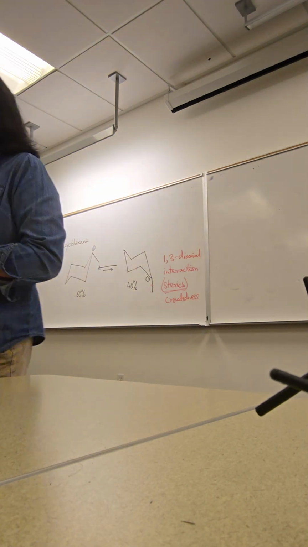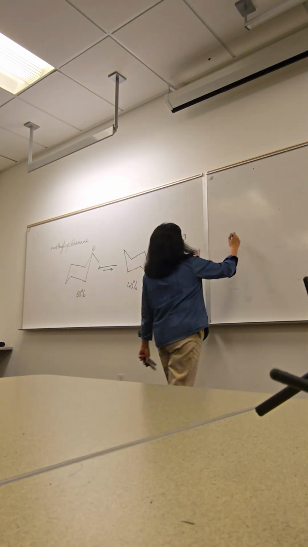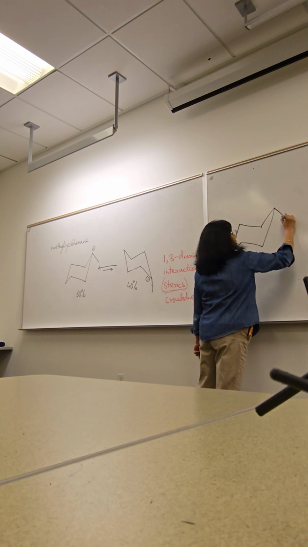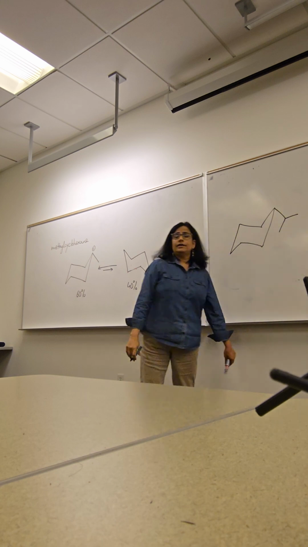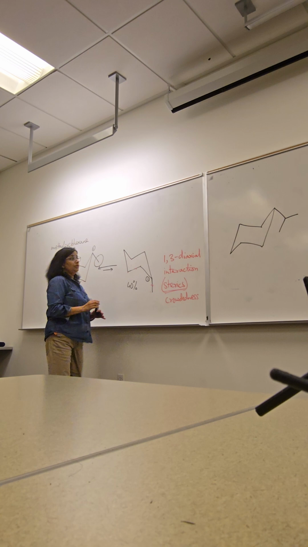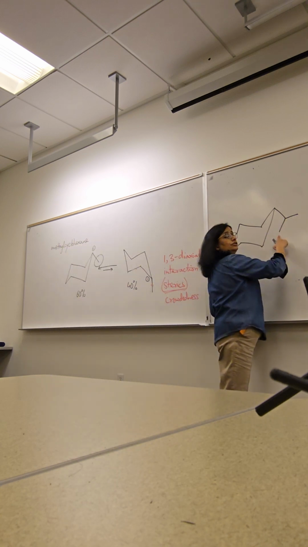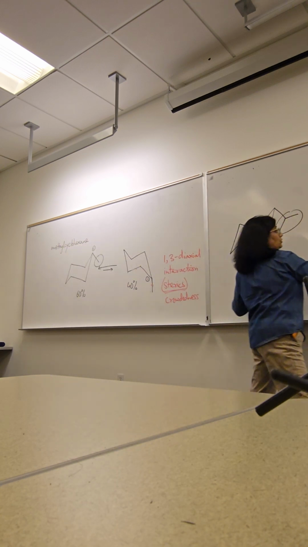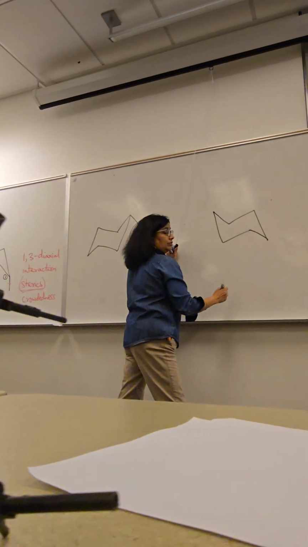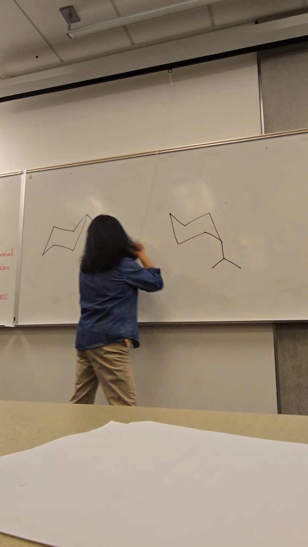With me? Everybody? What do you think will happen instead if I had isopropyl cyclohexane? So notice I'm changing the group, CH3 versus CH, CH3, CH3. Can it also ring flip? Absolutely, right? When it ring flips, which position does the isopropyl group go to? It becomes axial, because it was equatorial, it becomes axial, right?